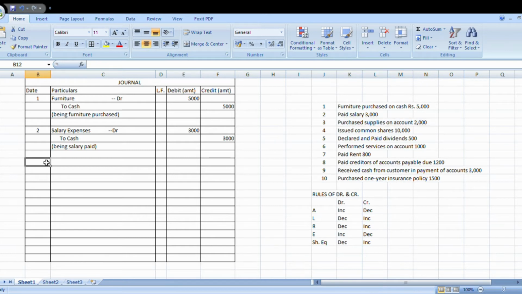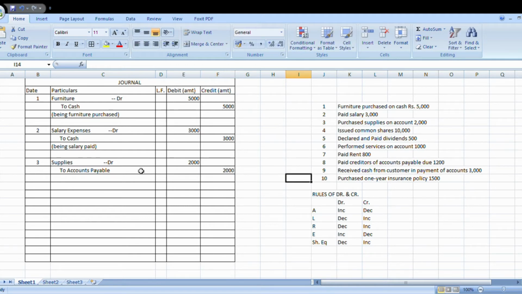Let's start writing it. Third, supplies debit with what amount? With amount 2,000. And what is to be credited? It is the accounts payable, since you are not given the name of the creditor, and the amount is 2,000.